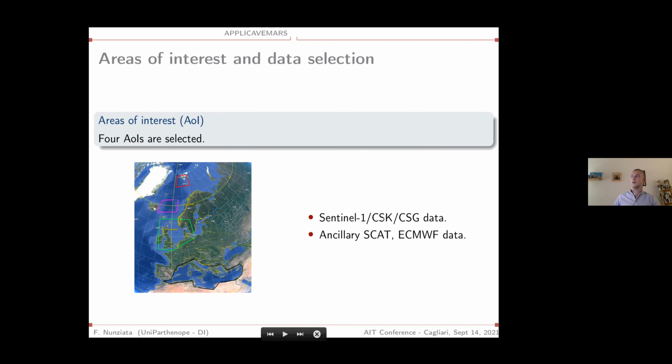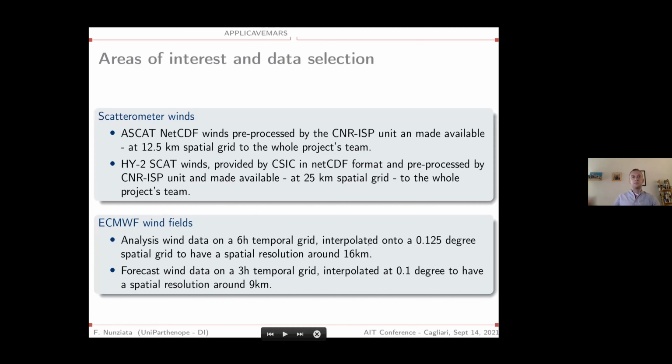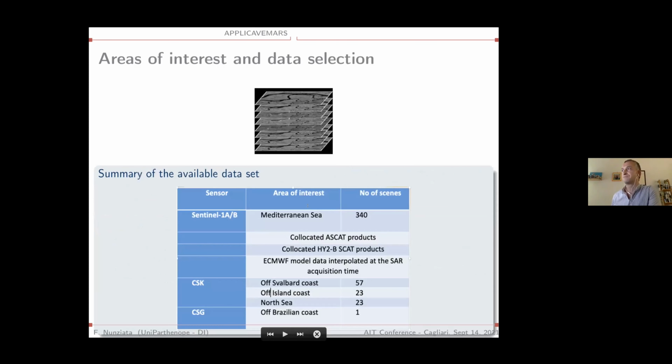C-band Sentinel-1, X-band COSMO-SkyMed and COSMO-SkyMed Second Generation, and also L-band data coming from the L-band SAOCOM. And we also have ancillary scatterometer and forecast data. So this is basically the rough picture of the data we start collecting.